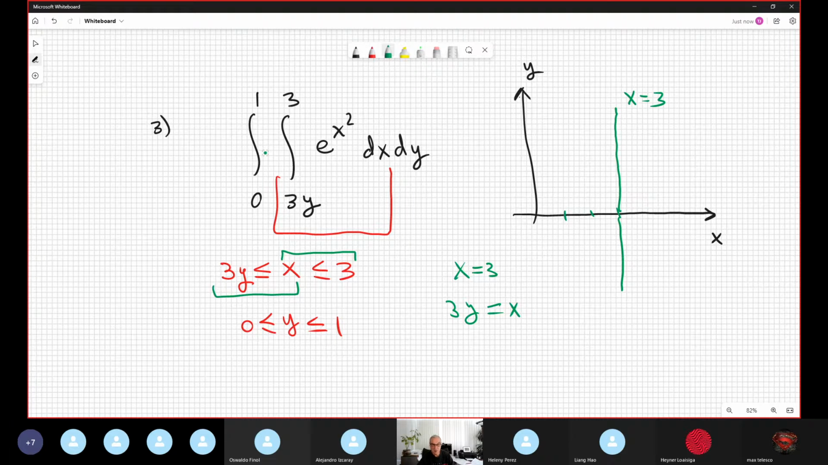Now, I'm not good for this. I prefer to isolate the y. This is x over 3. Oh, it's a line passing through the origin. And its slope is 1/3. See, the slope 1/3, look like that. This is the line y equals x over 3.